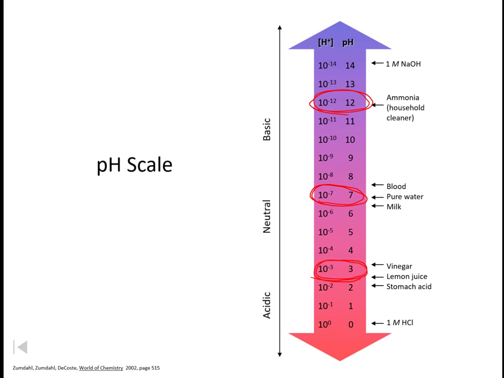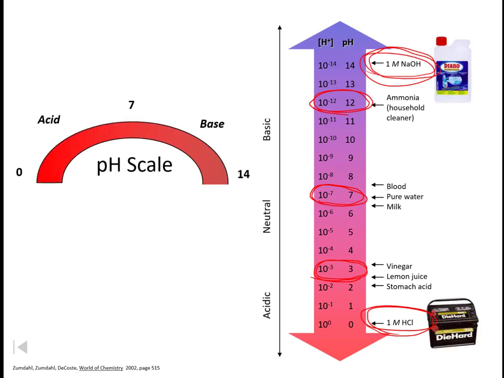According to this chart, what substance is our strongest acid on this chart? That would be hydrochloric acid. And what is the strongest base on this chart? That would be up here at pH 14, sodium hydroxide. So the pH scale goes from acidic to basic, with 7 being neutral.